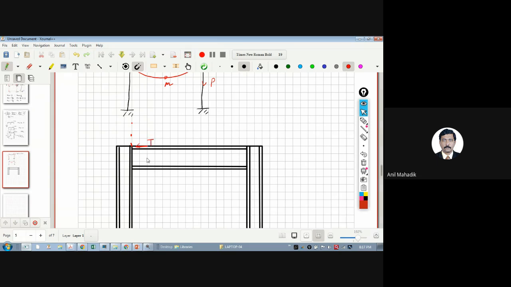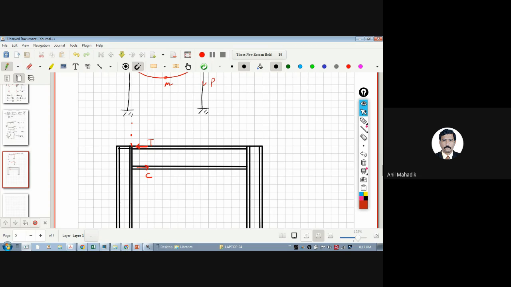There will be tension here in the top fiber of the beam. There will be compression here, right? So this tension has to be transferred here in the column. So we generally put one horizontal plate over here.